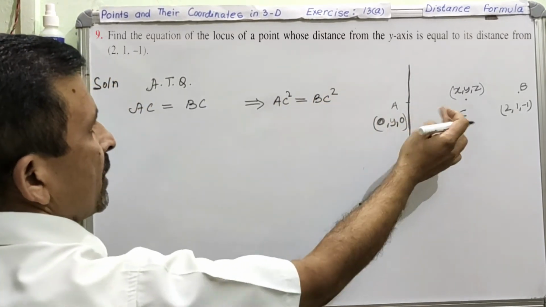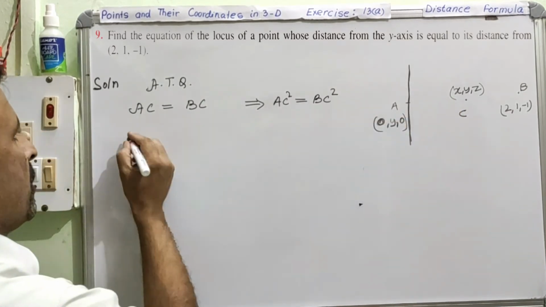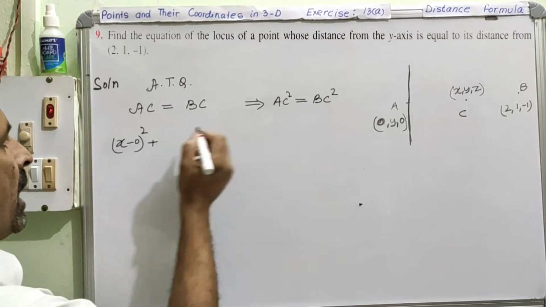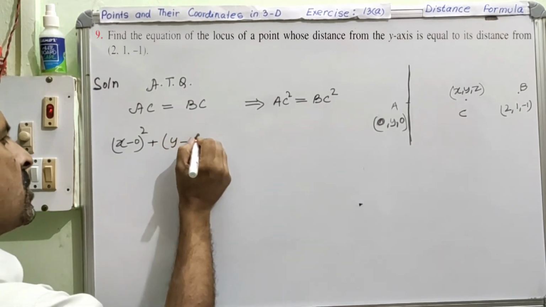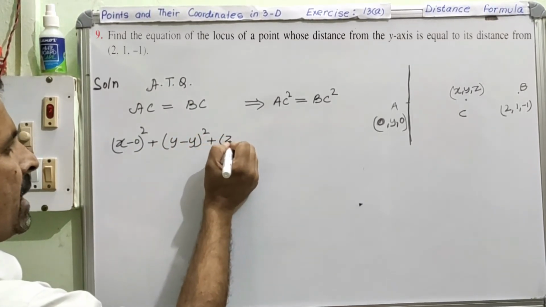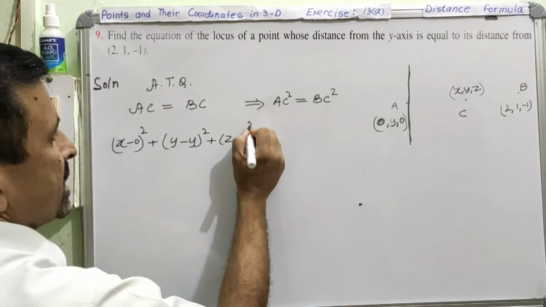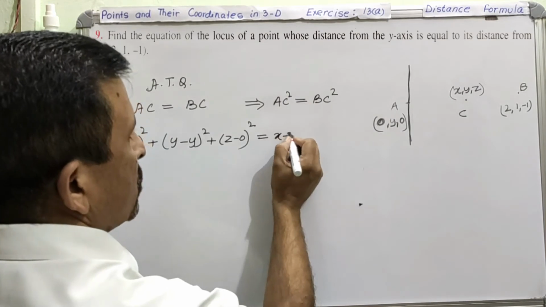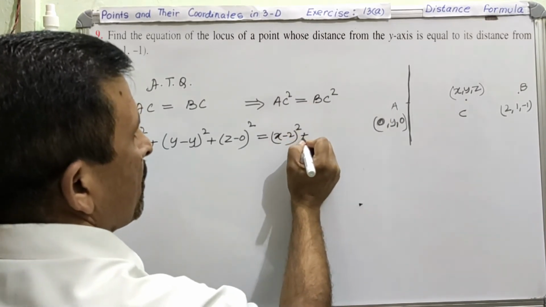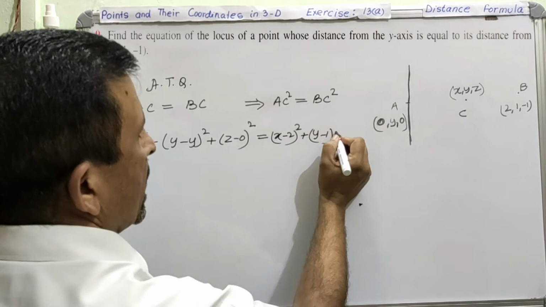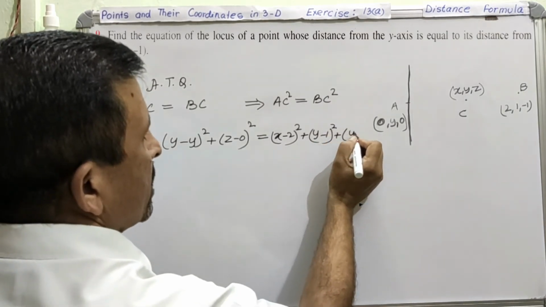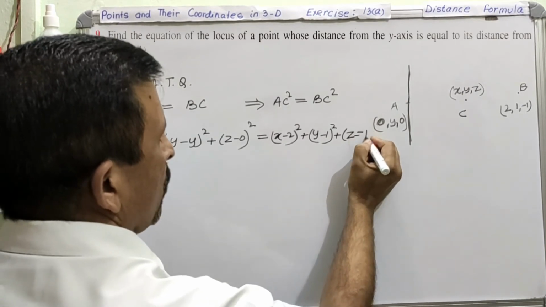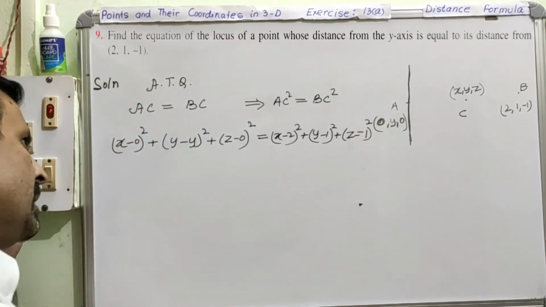Now let us write the value of AC square. So x minus 0 square plus y minus y square plus z minus 0 square. This is your AC square. Now BC square will be x minus 2 square plus y minus 1 square, and then z minus minus 1 square. Is this okay now?